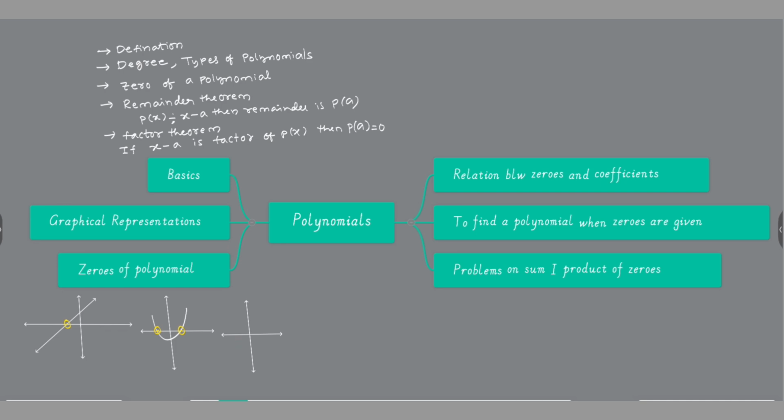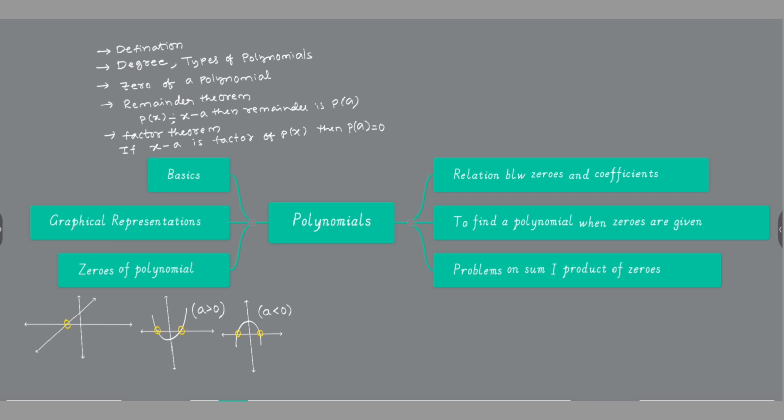Sometimes we may have a graph like this also. Here also the number of zeros is 2, but the difference is whenever the parabola opens upwards, you have to remember the coefficient of x square, a, is greater than 0, and in the second case, the coefficient of x square, a, is less than 0. So this we have to remember.